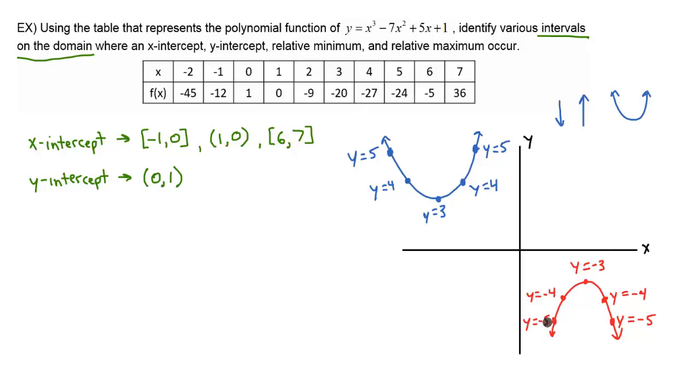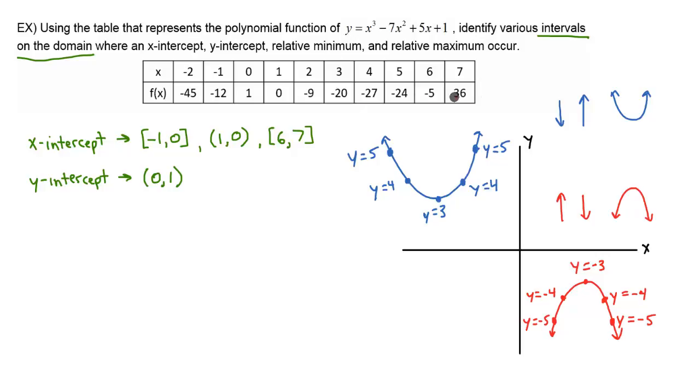We went from -5 up to -4 and then up to -3. So we're increasing, and then all of a sudden we went from -3 down to -4 down to -5. So then we start to decrease. So we go from increasing to decreasing, and that represents our maximum shape. So it's all about the change in direction of our y values.